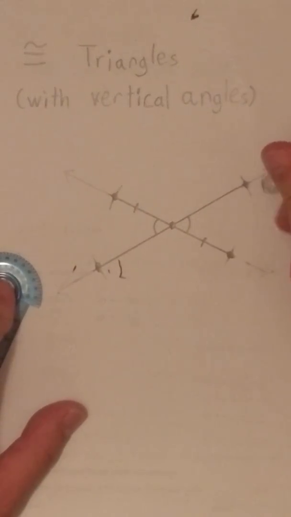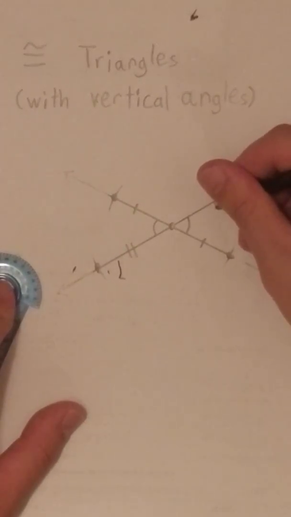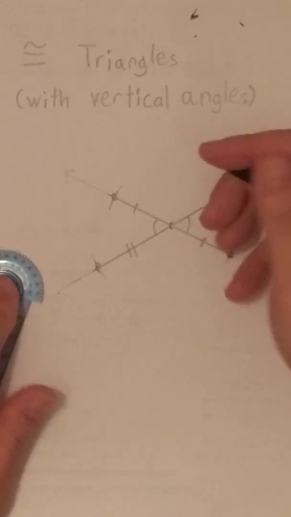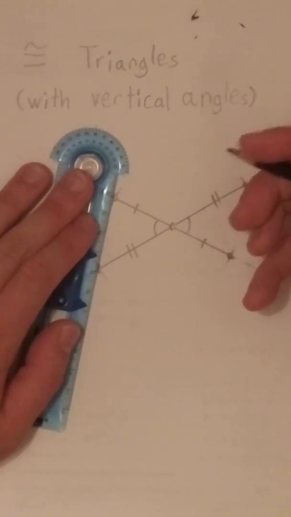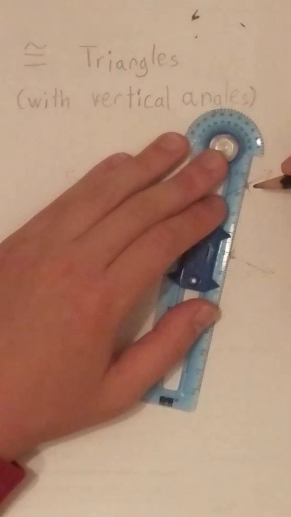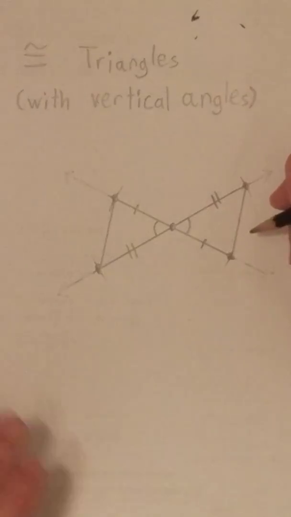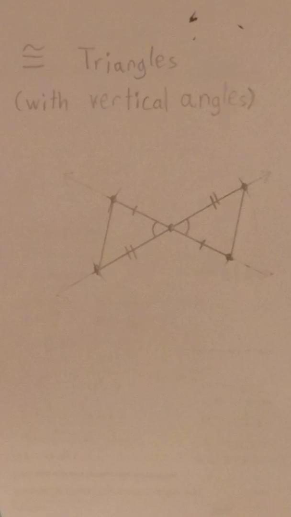Which tells me that these two segments are now congruent. And now that I know that's true, I can connect these two endpoints. And now I have a pair of congruent triangles.